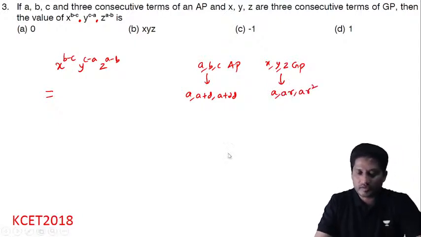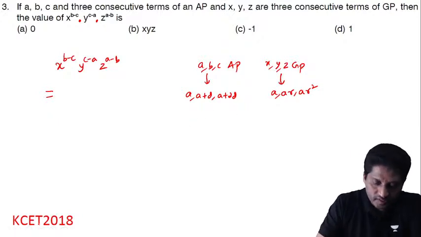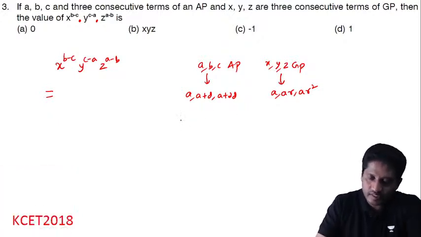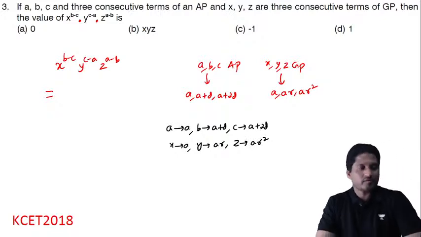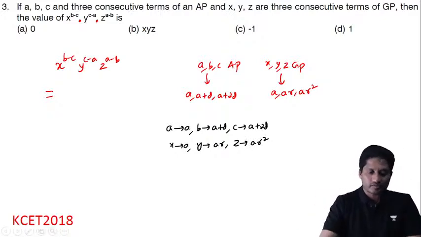Now I'll substitute. If I use this data, a will be a, b will be a plus d, c will be equal to a plus 2d. x will be equal to a, y will be equal to ar, z is equal to ar square.